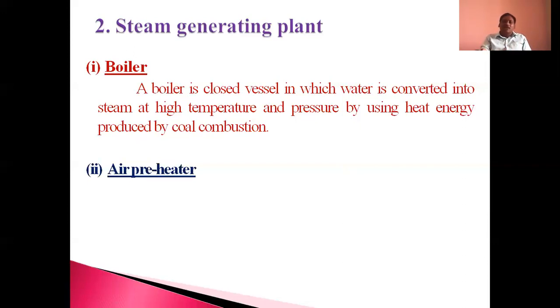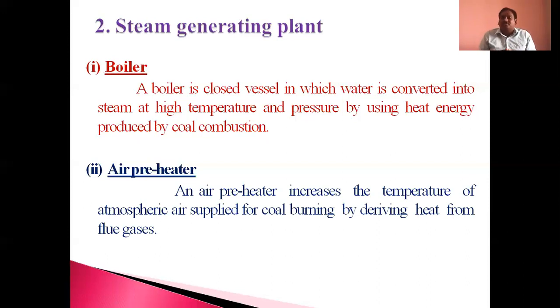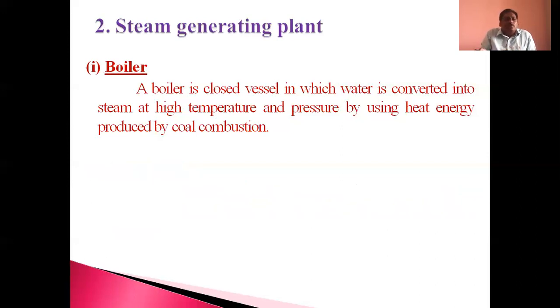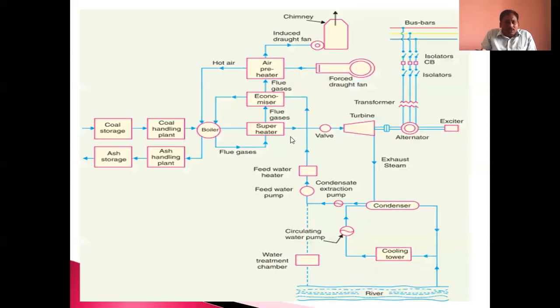What is the importance of this air preheater? From the boiler, not only steam is produced. If we observe the boiler, along with the steam, flue gases are also produced. Flue gases are a mixture of hot gases. That's why here the flow of flue gases is in this way: through superheater, economizer, air preheater.